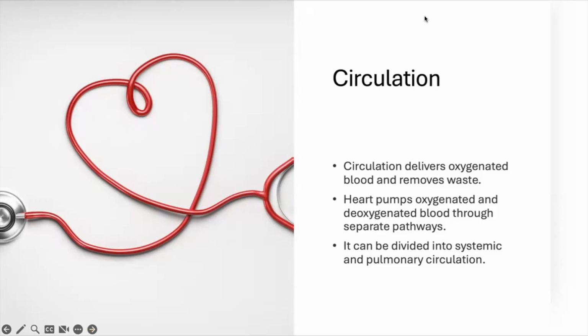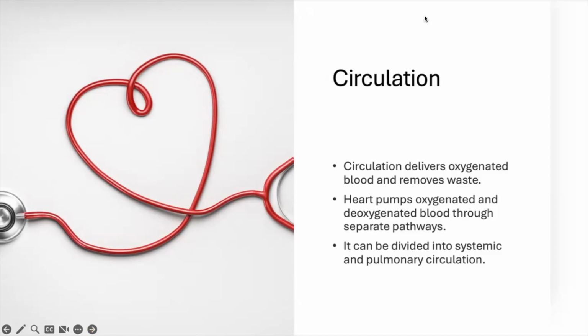So until now, we have understood the importance of the cardiovascular system and also the respiratory system. Now let's explore the importance of circulation, what circulation is, and what mechanisms are involved for circulation to happen in a proper way. So what is circulation? Circulation is the delivery of oxygenated blood from the heart to the entire body, and also removal of waste from the body back to the heart and lungs. So how does this happen?